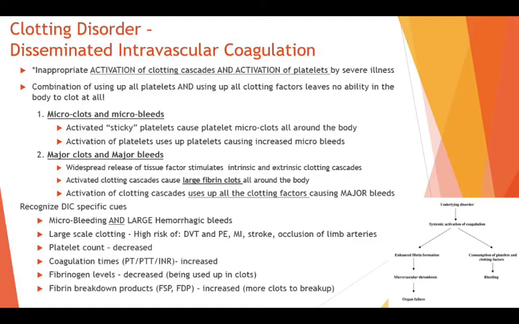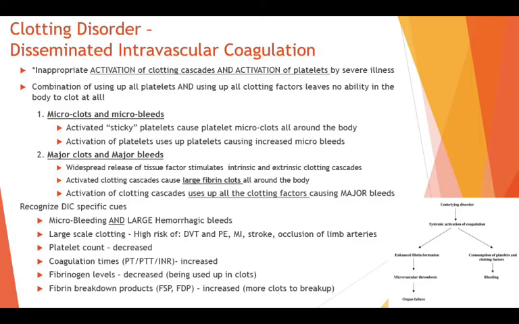Everything has been used up. The fibrinogen has all been used up. There's clots everywhere, and now any bleed that does spring up is going to bleed unfettered. So major clots, major bleeds from the activation of the clotting cascade and the activation of platelets. Those sticky, large platelets are all over the body, making microclots everywhere. So you have microclots, micro bleeds, major bleeds. Everything is bleeding and clotting all over the place.